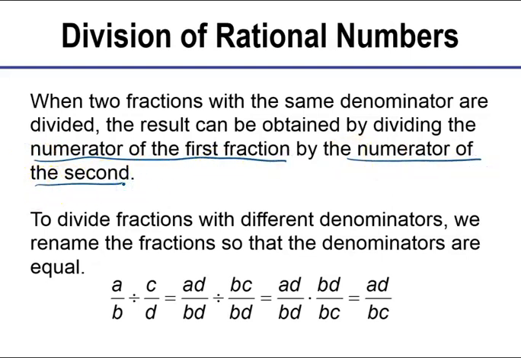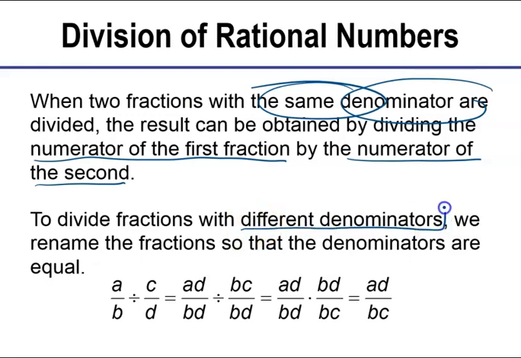But when could you do that? Again, when the denominators are the same. They have the same denominators. That's the important thing. To divide fractions with different denominators, we rename the fractions so that the denominators are equal. Okay, but look what really happens, y'all. If you have A over B divided by C over D, they found a common denominator. So what happens is you flip, because you're really dividing the numerators, and you end up with this expression at the end.